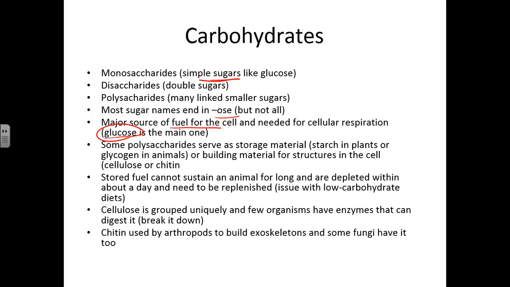The idea here is carbohydrates are a fuel for the cell. They really fuel the cell.